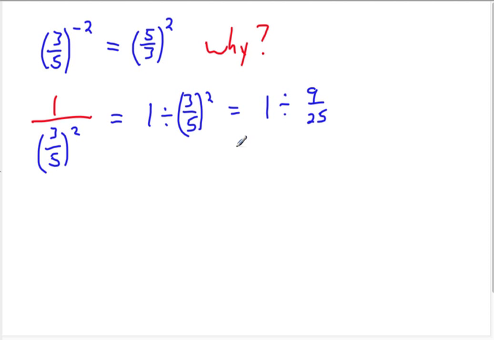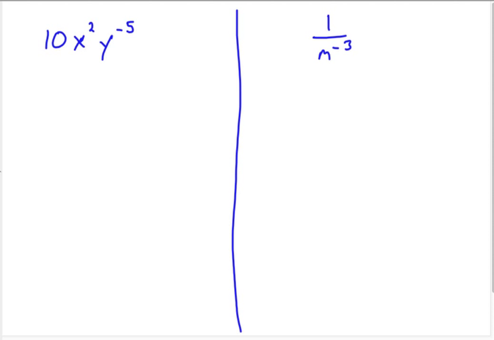Well, division by fractions is the same as multiplication by the reciprocal. So we end up with 25 over 9, right? Which is this, 25 over 9. And so that's why it just flips it, because actually what you're doing is dividing by the fraction, which means multiplying by the reciprocal. And we're going to get into some more of that later. So let's go on to another example.